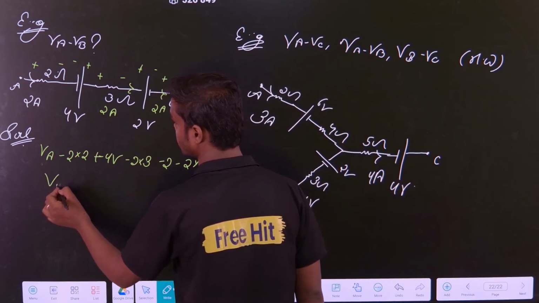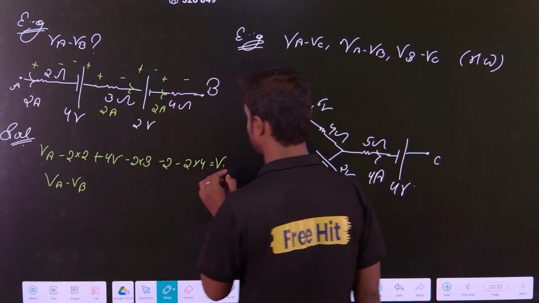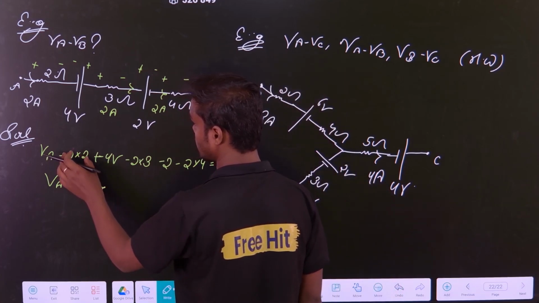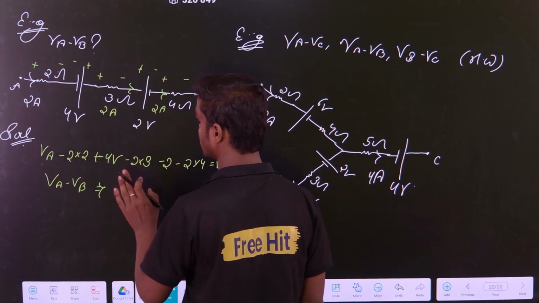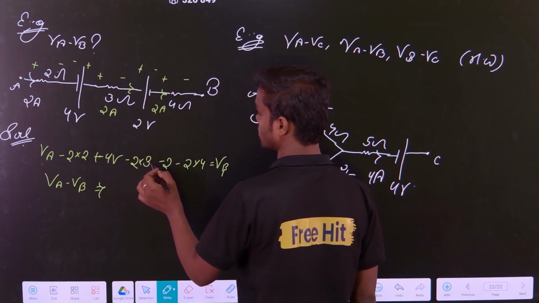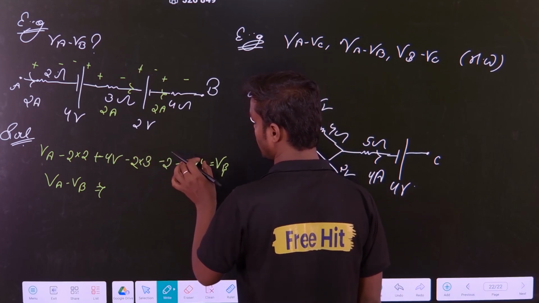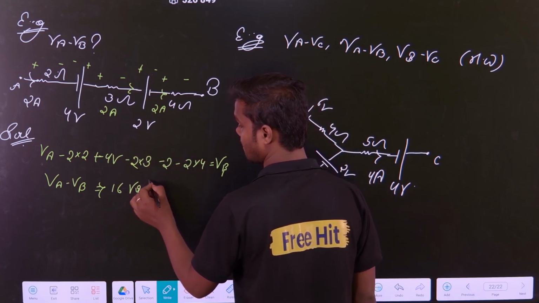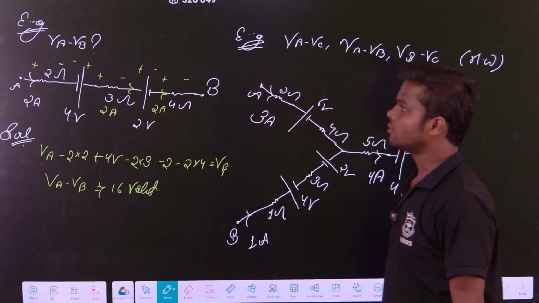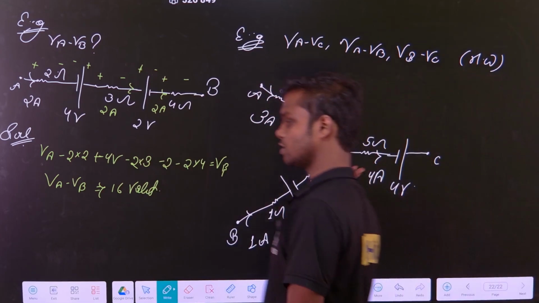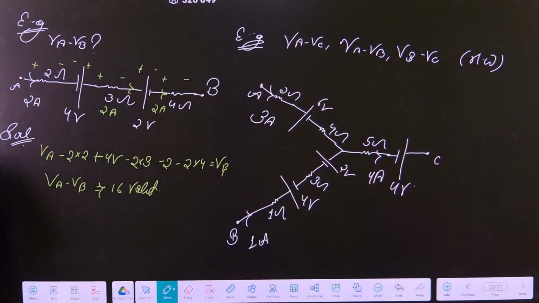So what is VA minus VB? That is equal to, see, 4 plus 4 minus 4 will cancel out, we will be left with 6, and there is also 6, and 2 is 8, 8 and 8 means 16 volt. Clear? VA minus VB is 16 volt. Till here everyone is clear? Just note down this example for your homework. Have you noted it down?